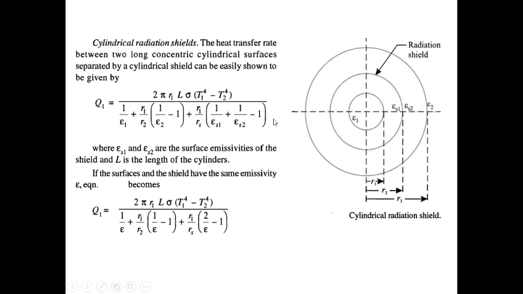Similarly for cylindrical surfaces, the only difference is in one term. For parallel plates, A1 equals A2 equals A3. But for a cylindrical surface you do not consider A1 equals A2, because the radius changes. So for this the expression is the same way, 1 by epsilon 1 plus R1 by R2 times 1 by epsilon 2 minus 1, if we consider twice. Similarly, with the same emissivity, this will be the expression. Clear?